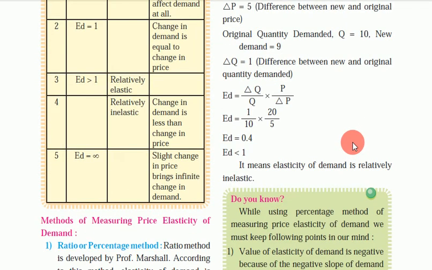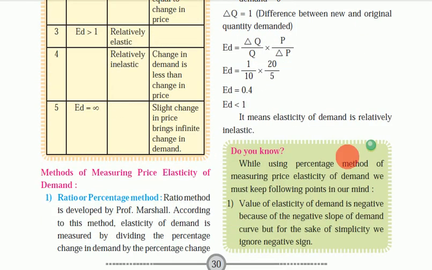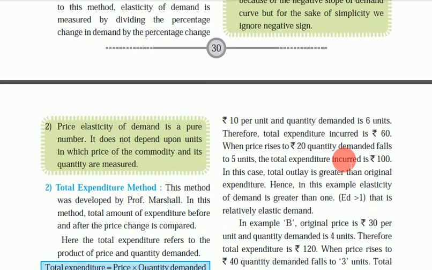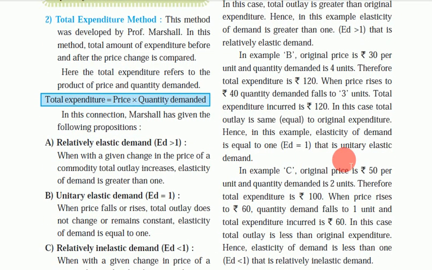After this method we will see the second method of measuring elasticity of demand. Now the second method is the total expenditure method. Under the total expenditure method we have to consider the total amount spent on consuming or purchasing the commodities. We will calculate the elasticity of demand by taking into consideration the total amount of expenditure spent on purchasing or consuming goods or commodities.